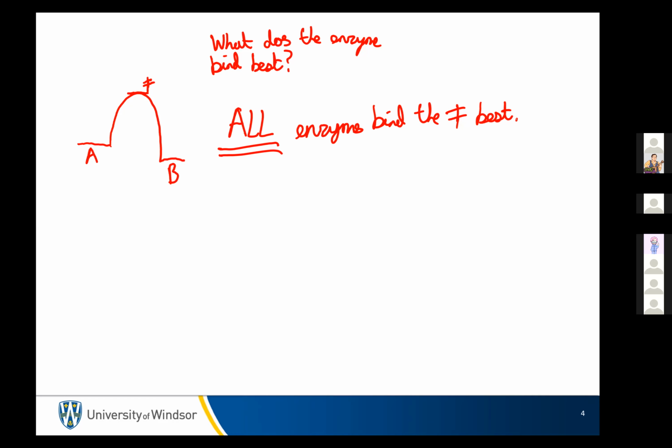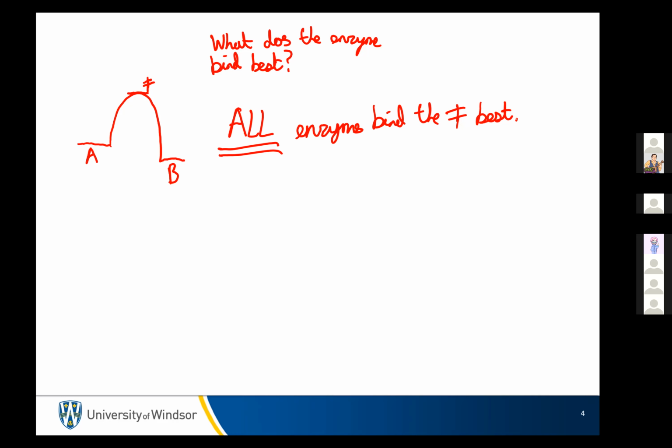And the problem is, if you bound product best, you would do the reaction, maybe, but then you would never let go of the product. And so you'd inhibit yourself, right? Because you have the product sitting in there the entire time. I can't think of any examples where that's the case.